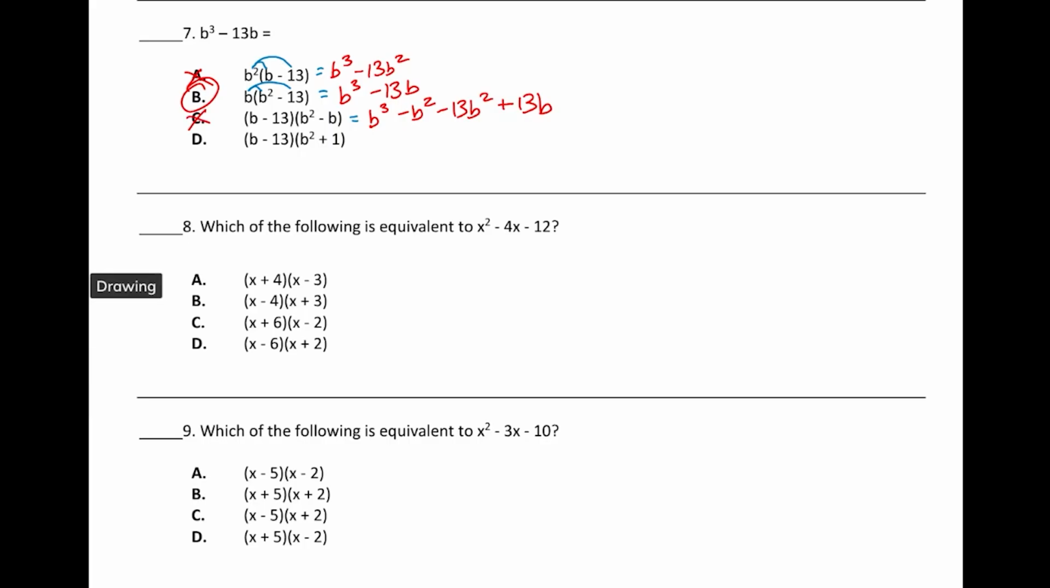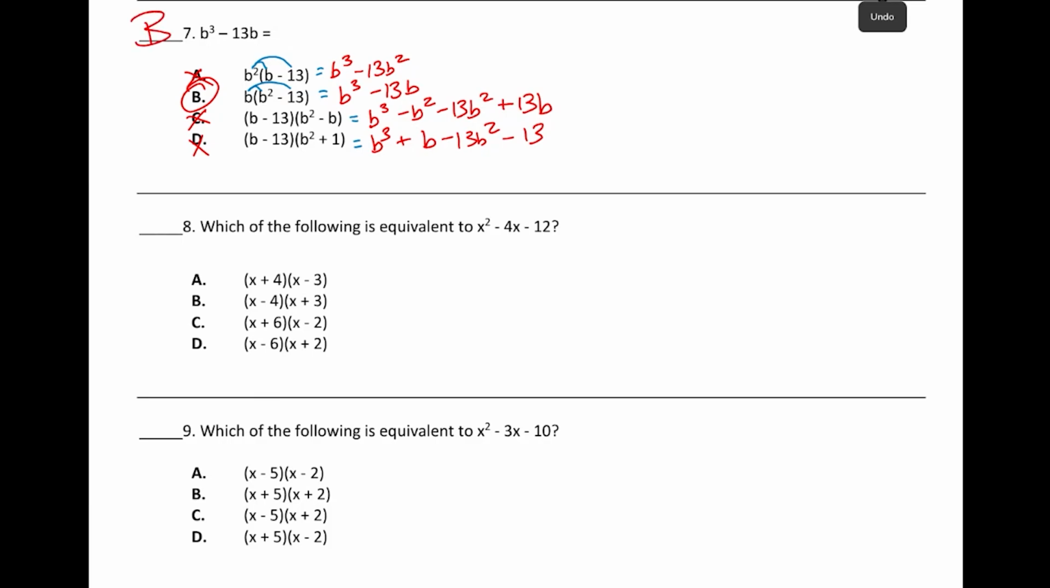And then for our last choice, b minus 13 times b squared plus 1. If we do b times b squared, that's going to be b cubed. Right? If I distribute that, and then times 1, b times 1 is just b. Negative 13 times b squared is minus 13b squared. And then finally, negative 13 times 1 is negative 13. So this is not the same either. We can rest assured that B is the answer.